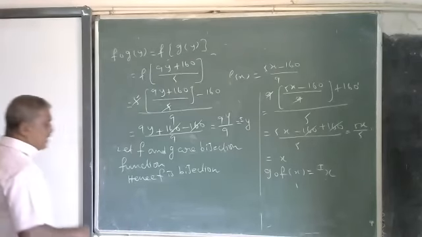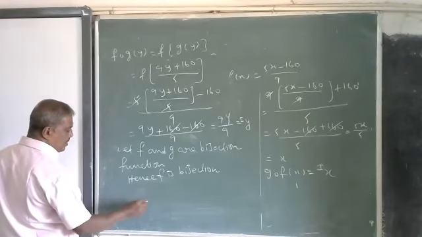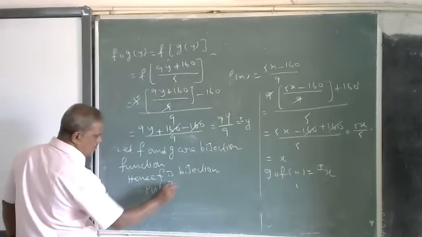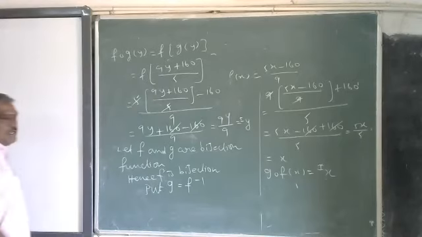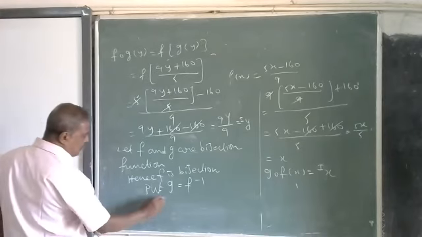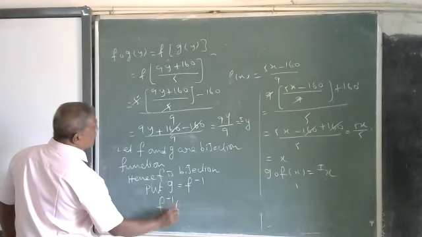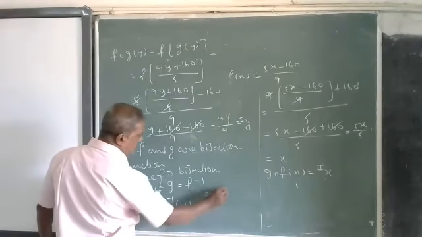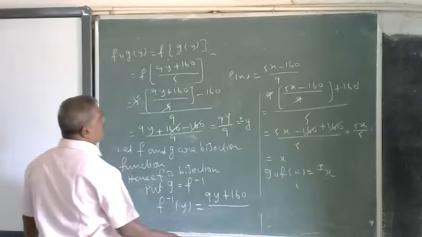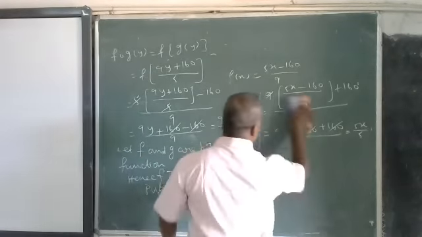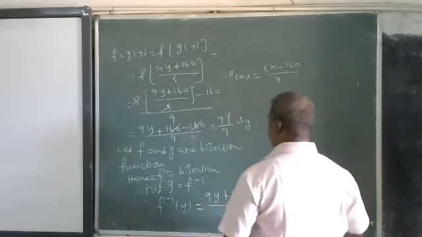So next, f inverse. g is f inverse. What is f inverse? f inverse of y equals g of y equals (9y plus 160) divided by 5. Next, replace y with x.